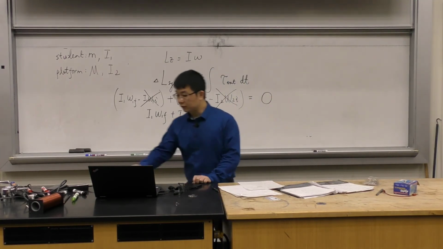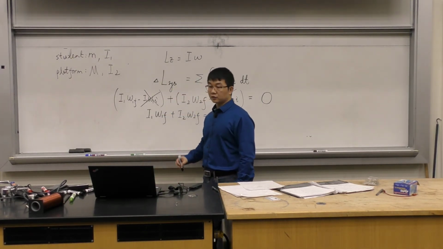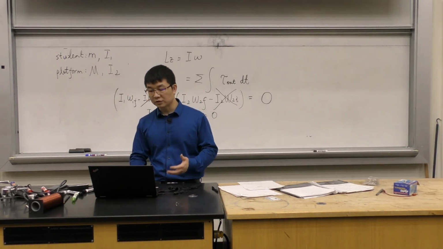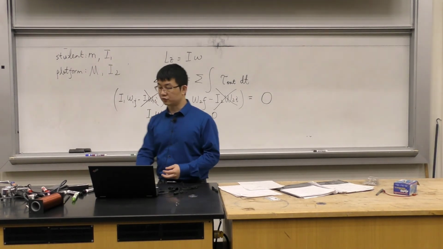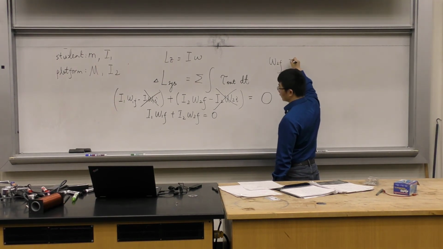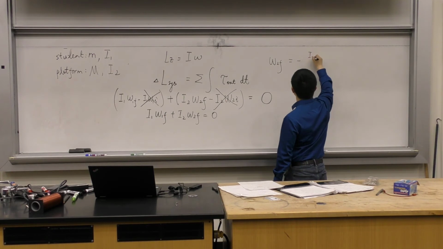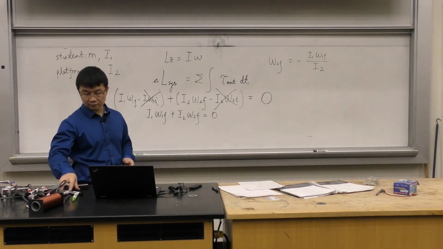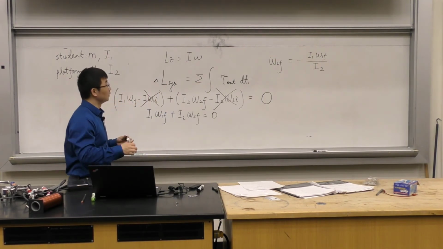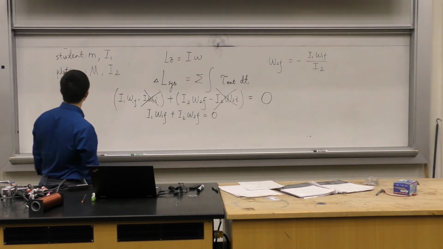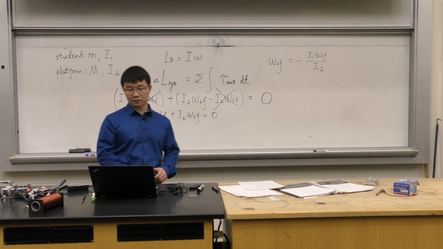Now let's rearrange this. What are we trying to find? We want to find omega 2 final, right? We want to find in what direction and with what angular speed. Angular speed is omega. Does the platform rotate? So you rearrange this equation, and you will get omega 2 final equal to negative I1 omega 1 final divided by I2. Okay, so now we can plug numbers in and find omega 2 final. The I's you never need to worry about. The student, okay, what is the I for the student? The list doesn't have that.